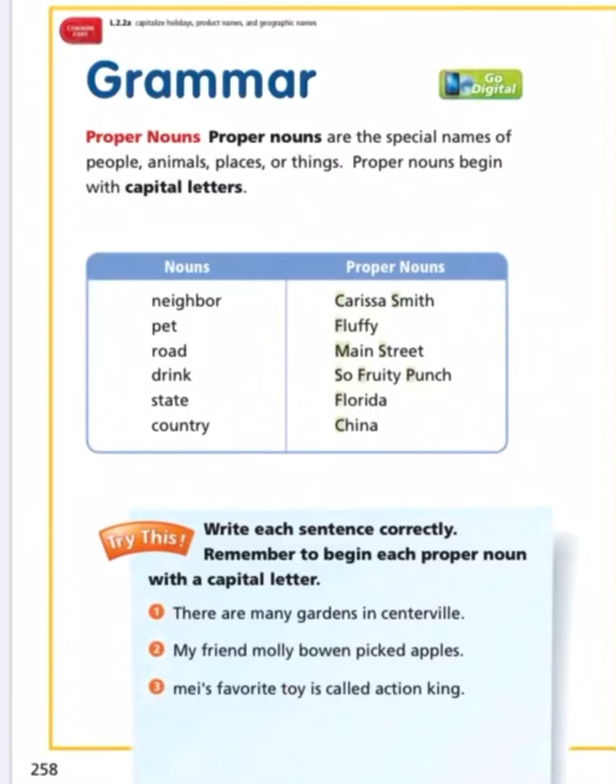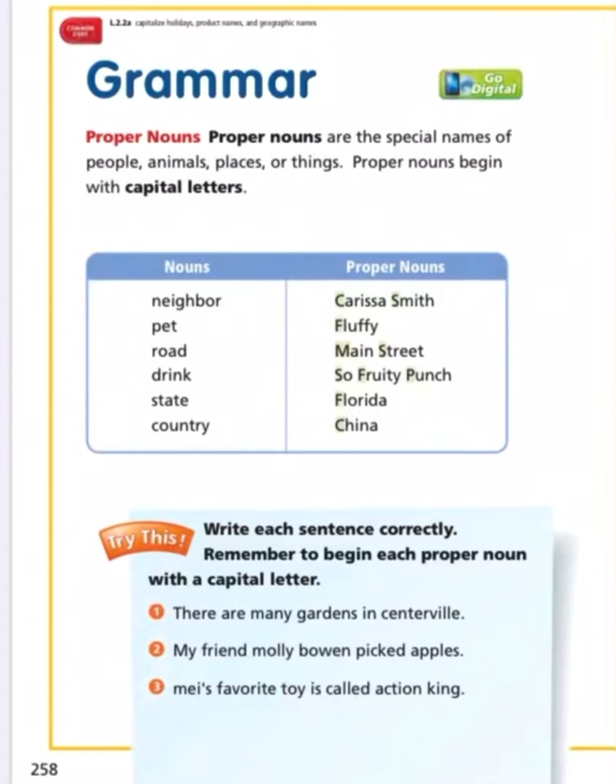Grammar. Proper nouns. Proper nouns are the special names of people, animals, places, or things. Proper nouns begin with capital letters. Nouns, proper nouns. Neighbor, Clarice Smith. Pet, Fluffy. Road, Main Street. Drink, So Fruity Punch. State, Florida. Country, China.